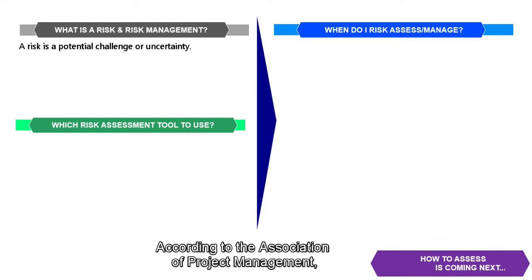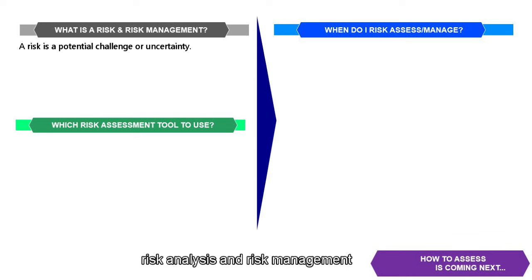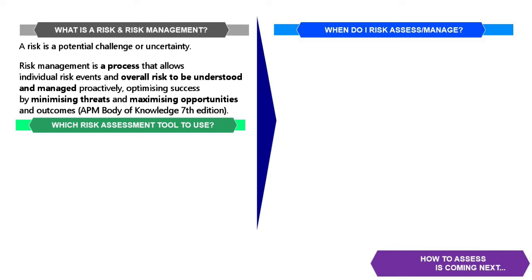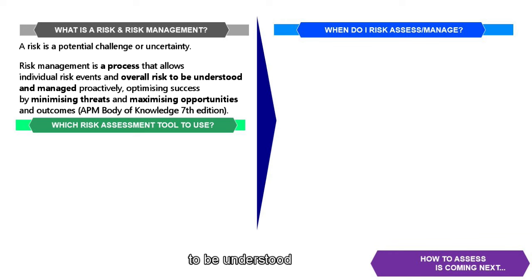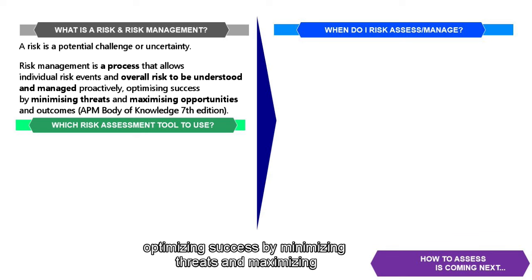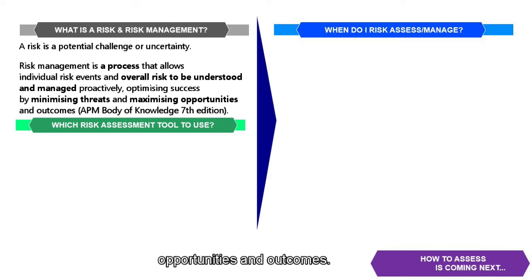According to the Association for Project Management, risk analysis and risk management is a process that allows individual risk events and overall risk to be understood and managed proactively, optimizing success by minimizing threats and maximizing opportunities and outcomes.